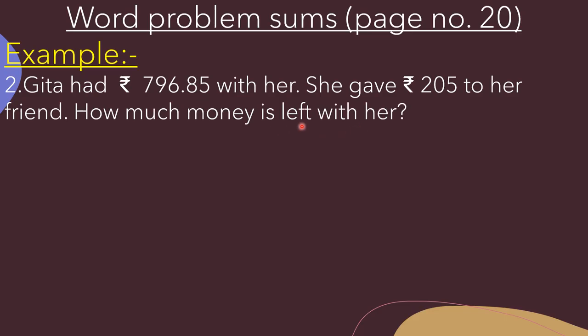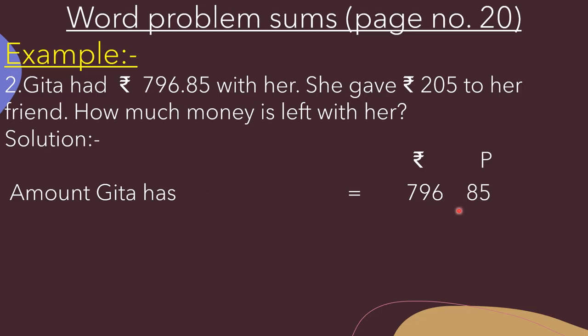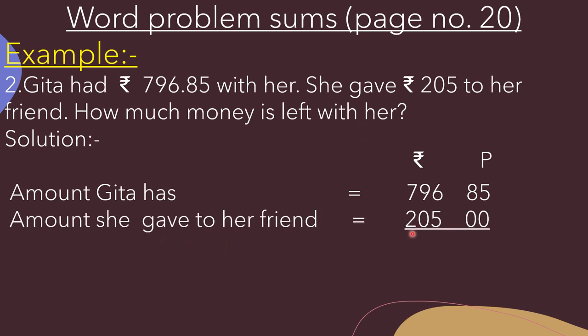So to find out the leftover money, we need to subtract the given amount. So we will solve it. First of all, we will write rupees and paise column. Okay. Now Geeta had an amount equal to 796 and 85 paise. And the amount she gave to her friend is rupees 205. Okay. We need to subtract the numbers. So the money left with her is what we have to find out.